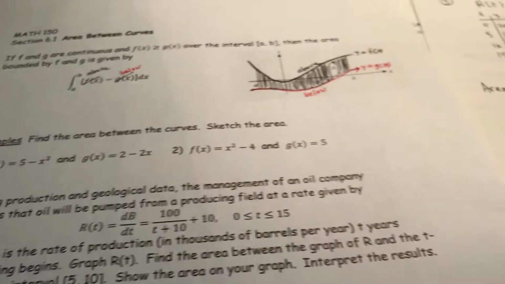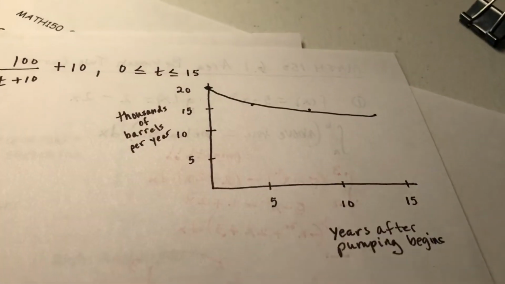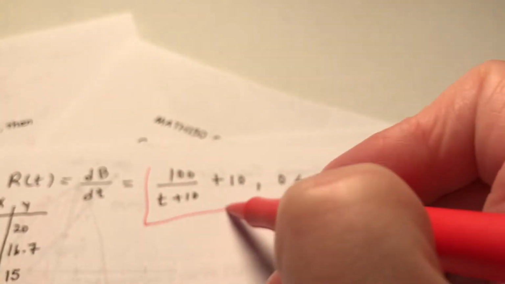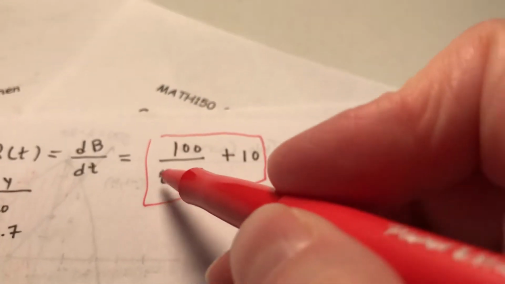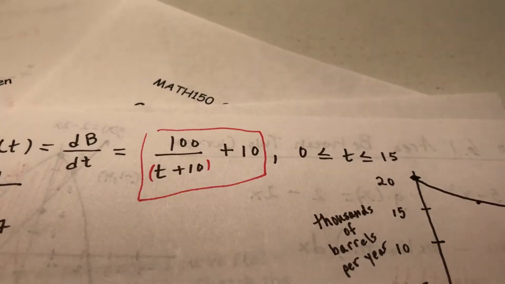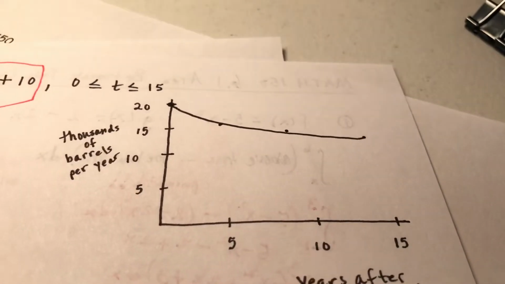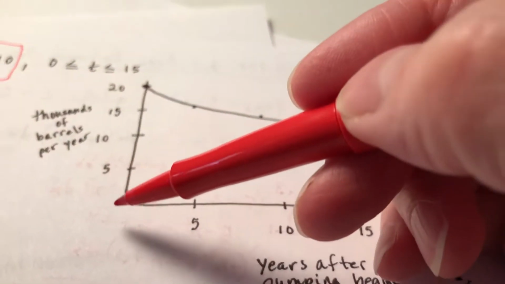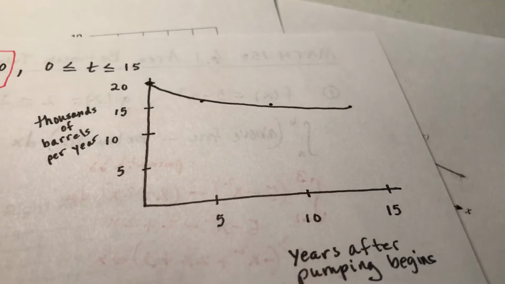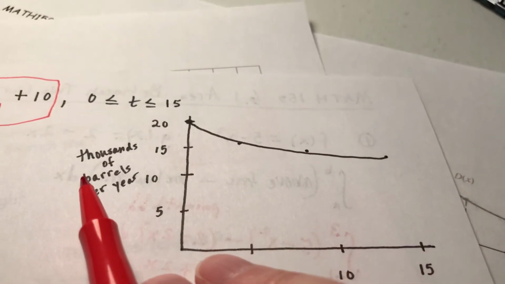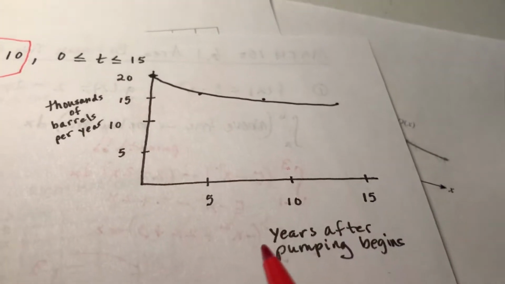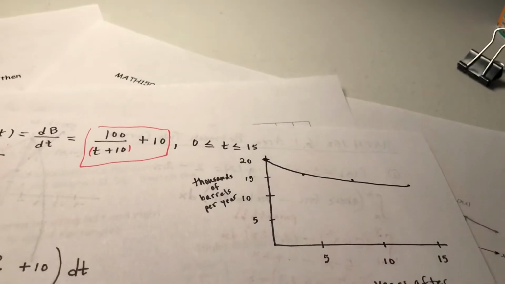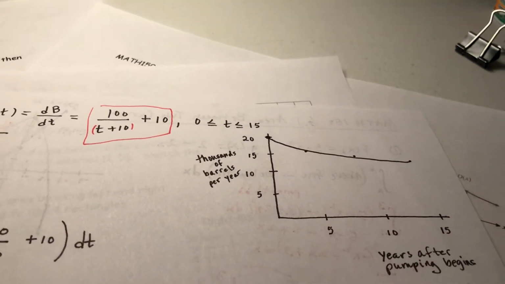Okay, here we go. I graphed this on the calculator. Put that in there correctly. Make sure you put parentheses here when you put it into your calculator. And we only have to graph it between 0 and 15, so make sure you go 0 to 15 here by 5s, and 0 to 20 by 5s. That seemed to work. Label your axes. This is thousands of barrels per year, and this is years after pumping begins. All right, so you can pause this. Make sure you get this in your calculator.